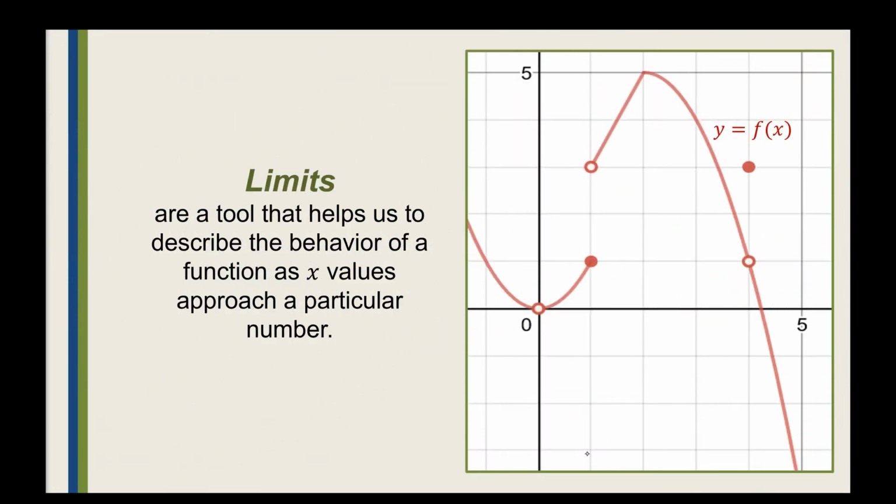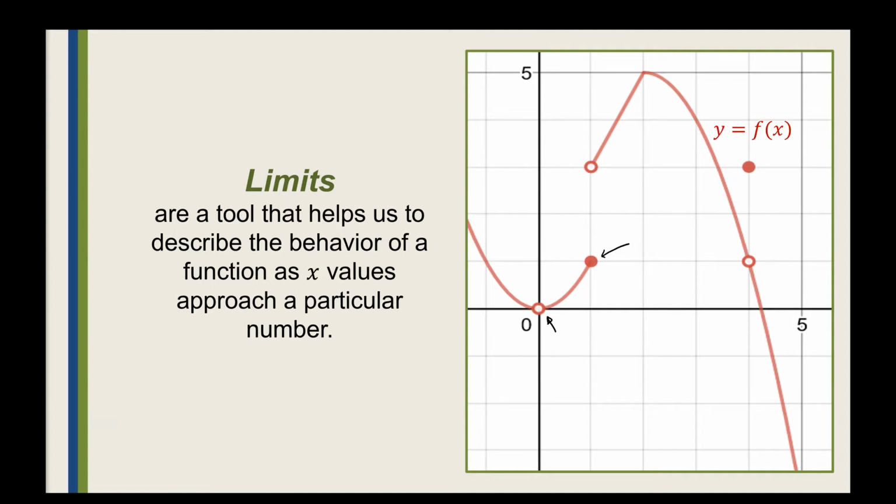Limits are a tool that help us to describe the behavior of a function as our x values approach a particular number. So remember, if you're looking at a graph, if you see an open circle, it means that that point is not included on your graph. But a closed circle means that that point is included on your graph.